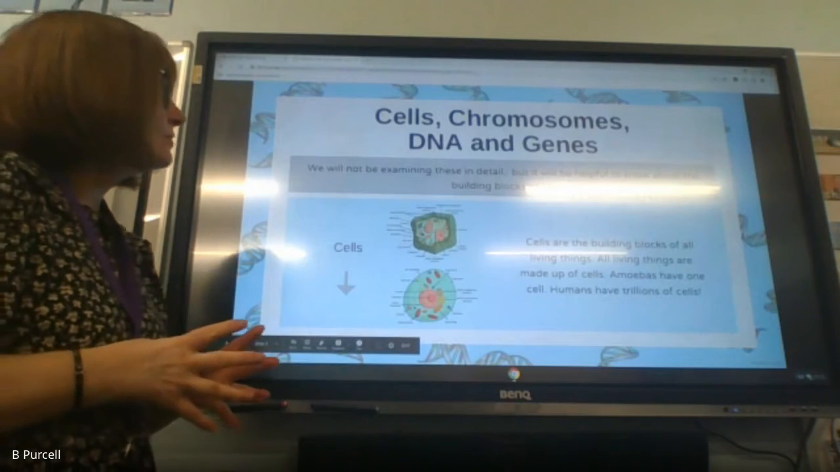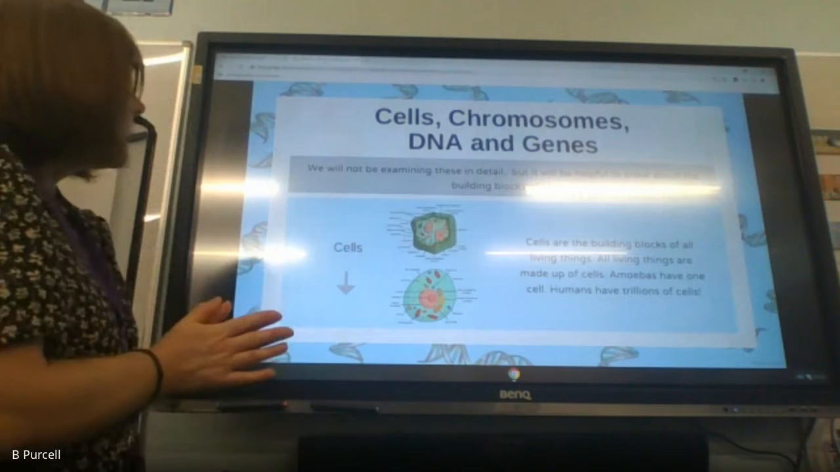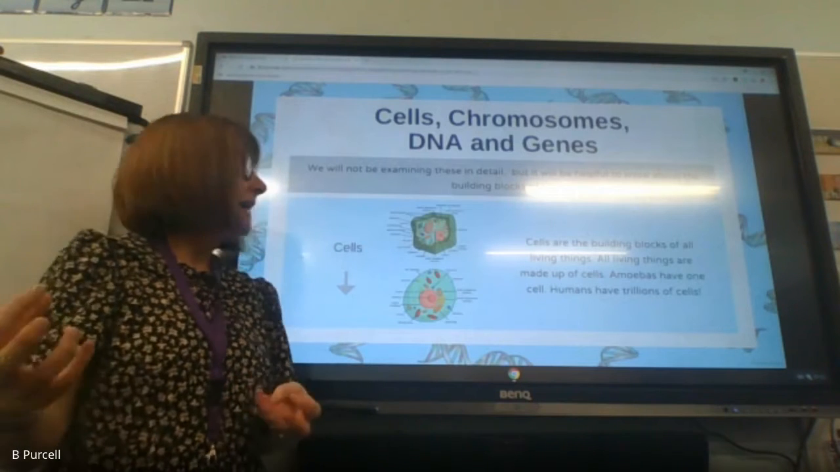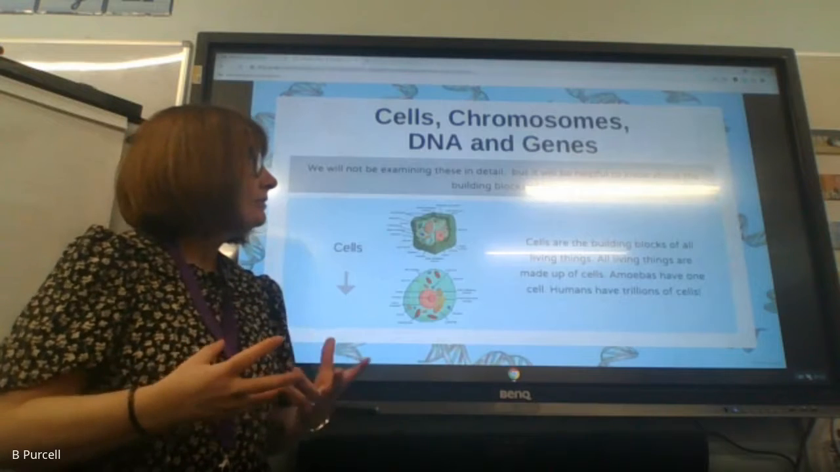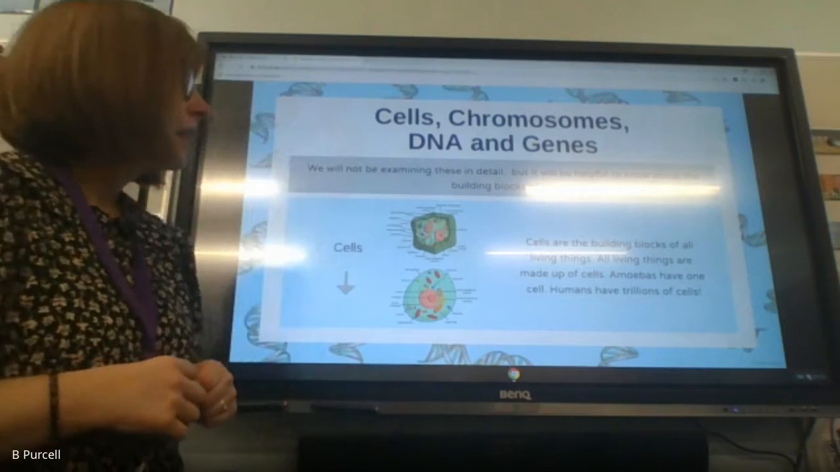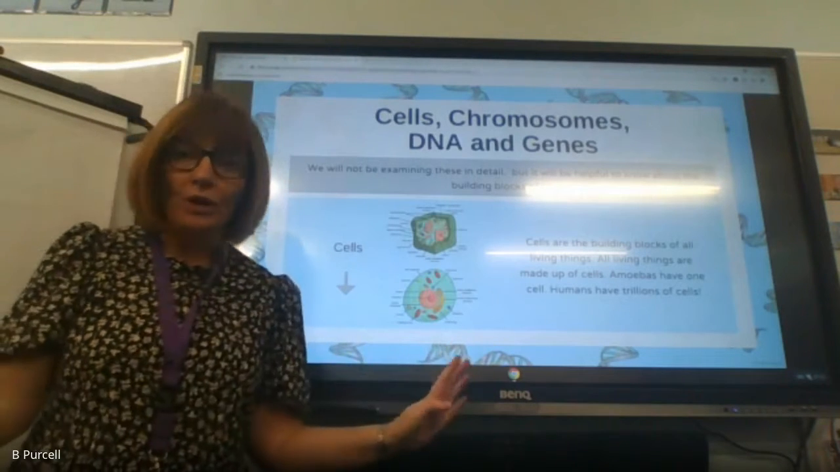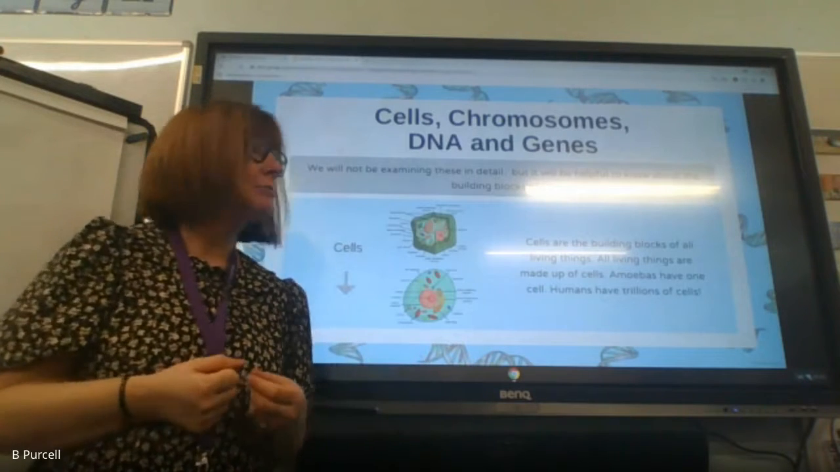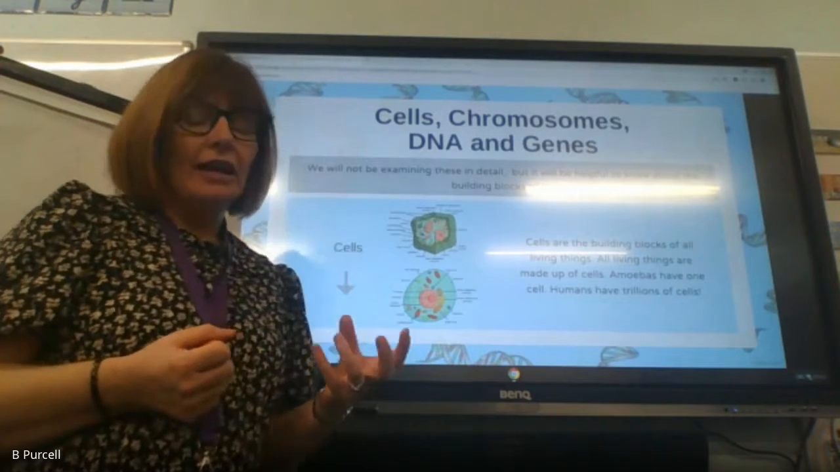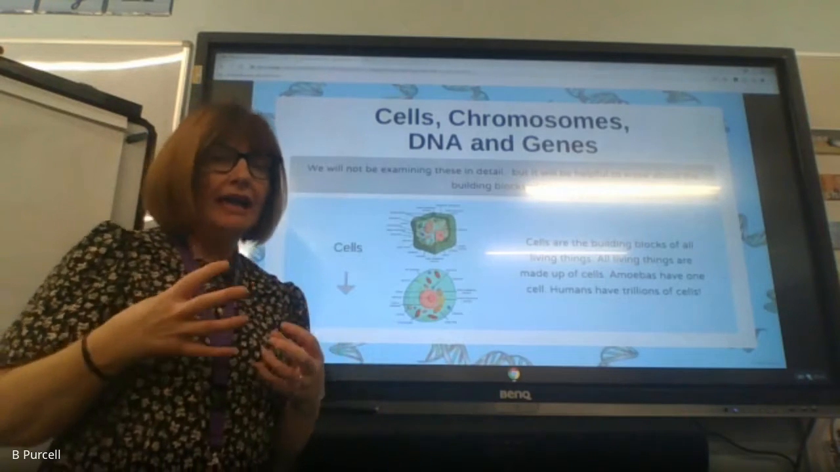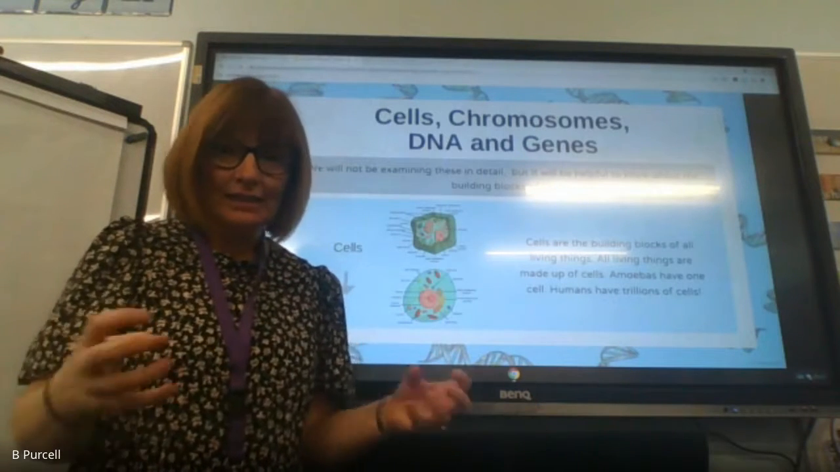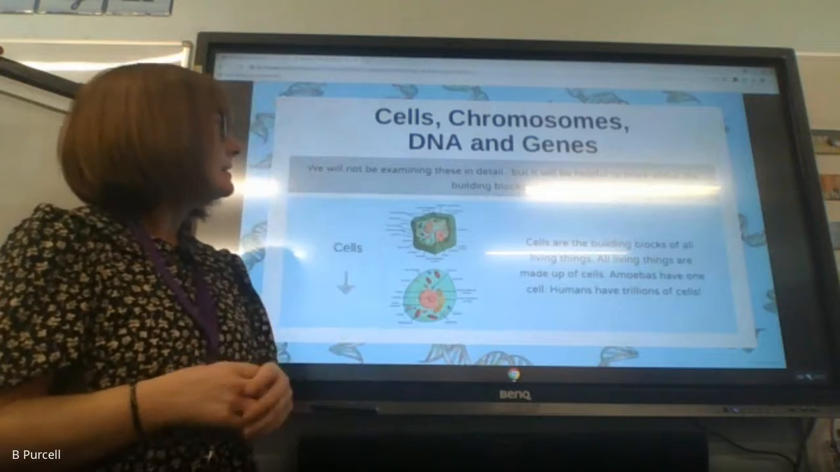So cells, chromosomes, DNA and genes. We're not going into this in too much detail today because that is a later lesson, but it's going to be helpful that you know about the building blocks of life, what makes us who we are. So cells are the building blocks of all living things. Every living thing is made up of cells. Amoebas have only one cell. So a creature that is called an amoeba only has one cell, but as humans we have trillions of cells that make up our DNA.